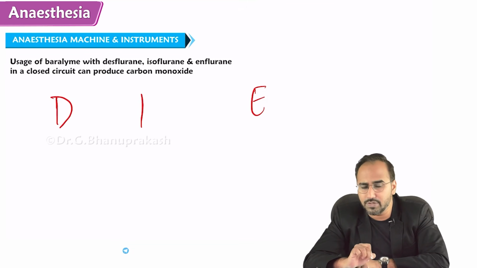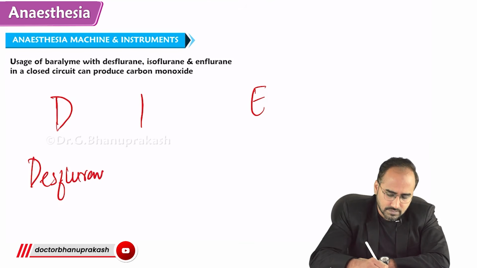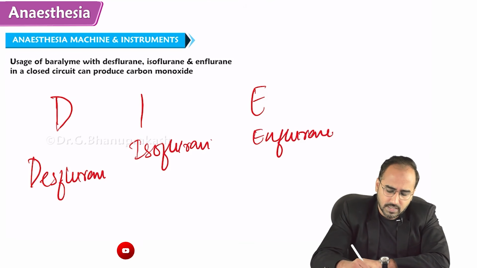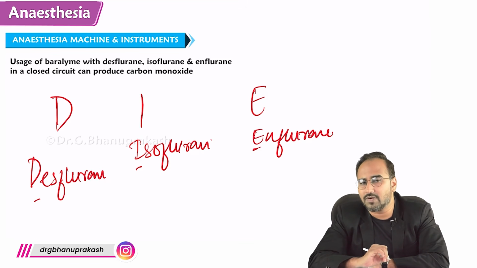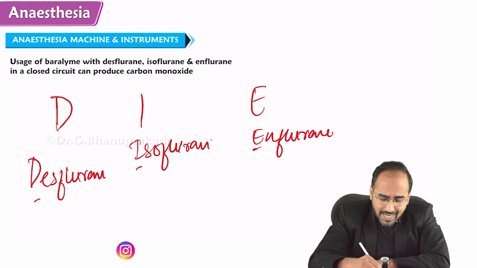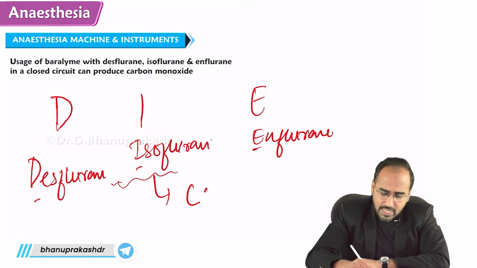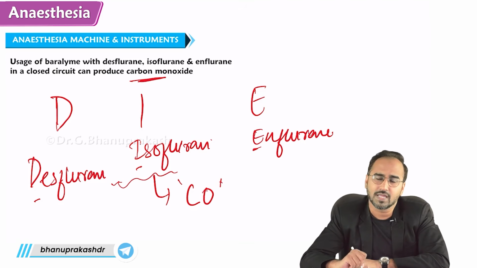What are the three agents which are never used with Baralyme? D stands for desflurane. I stands for isoflurane. And E stands for enflurane. What are the agents which are highly avoided with Baralyme? Dye agents are avoided. What are the dye agents, guys? Desflurane, isoflurane and enflurane. These three agents react with Baralyme to form a poisonous gas called carbon monoxide, and the patient might die due to inhalation of carbon monoxide.